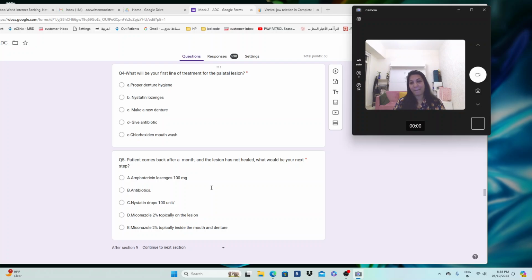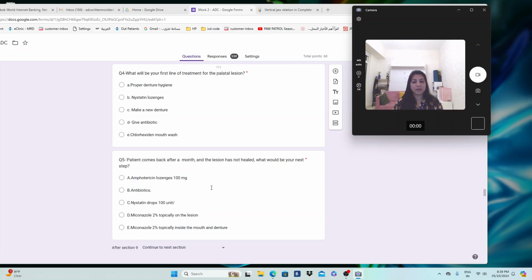You say, alright, it's a fungal infection. I'm not going to give antibiotics. I'm going to give antifungal. What antifungal do I give? I would like to give something which I can apply topically. So I will go with the option which says topical application, which is miconazole 2% topically inside the mouth and on the denture. Option D is right, but option E is more correct because it's on the denture.